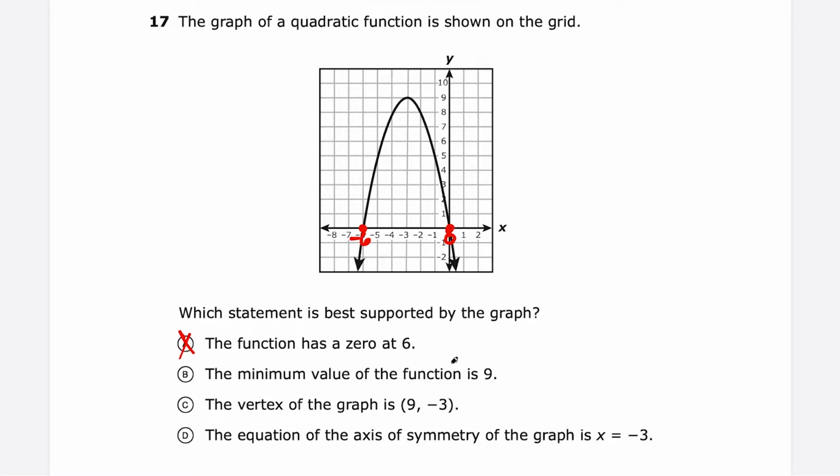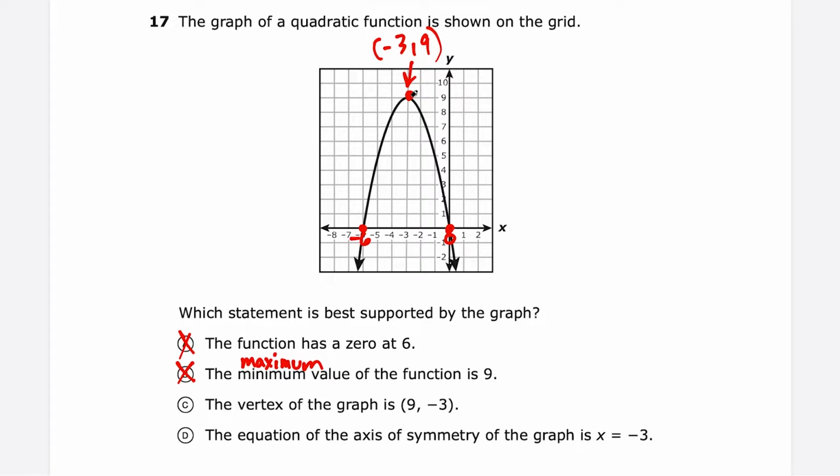The minimum value of the function is 9. Well, this one here is not true. This would be true if it said the maximum value. Notice that if we look at the graph of this parabola, we have a hill over here, okay? So this makes a high point. So this is the highest point on the graph. So this is the maximum y value over here. If we look at this point here at negative 3, 9, this tells us at this vertex, the maximum value of the parabola is 9.